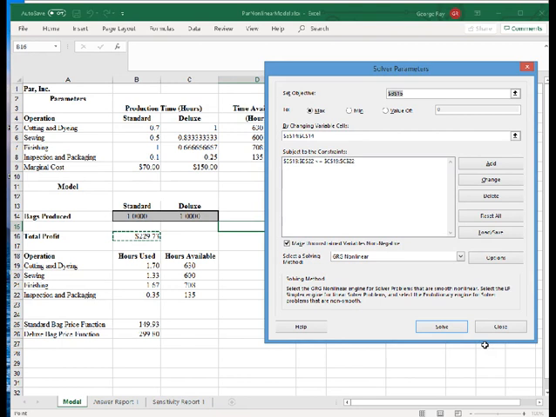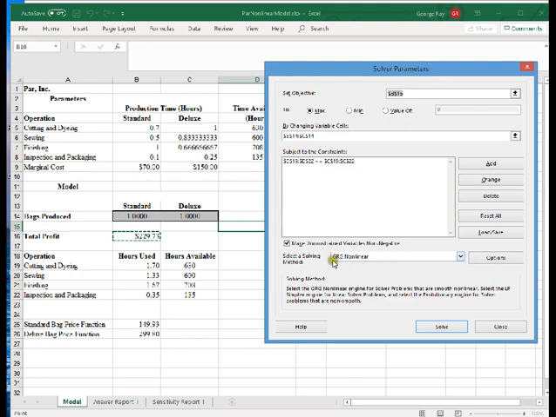So let's take a look at it from the top. We have our objective function, which is the nonlinear profit that we're going to be earning. We're going to maximize that. Then we have our decision variables, which are the cells B14 and C14. And then it's going to be subject to our constraints. Again, that the hours used for each one of the tasks is less than the hours available. Now, the standard bag price function and the deluxe bag price function are in the model because they're part of the total profit equation. So that's how it becomes nonlinear.